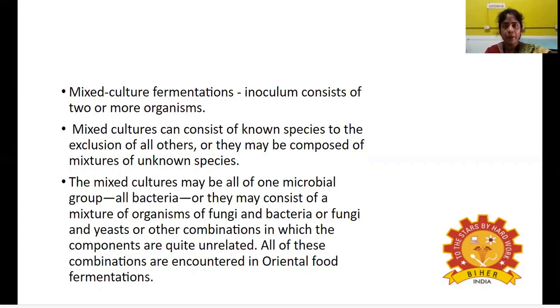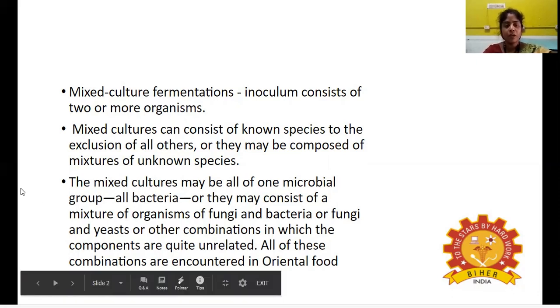In today's topic, I'm going to discuss mixed culture fermentation, which means the fermentation where two types of organisms, or more than two types of organisms, are utilized for the conversion of the substrate into the product. These organisms might be of known species or unknown species also. In mixed culture fermentation, the inoculant might consist of two or more organisms that utilize the substrate as an input, the raw material that we give, which is converted into the product.